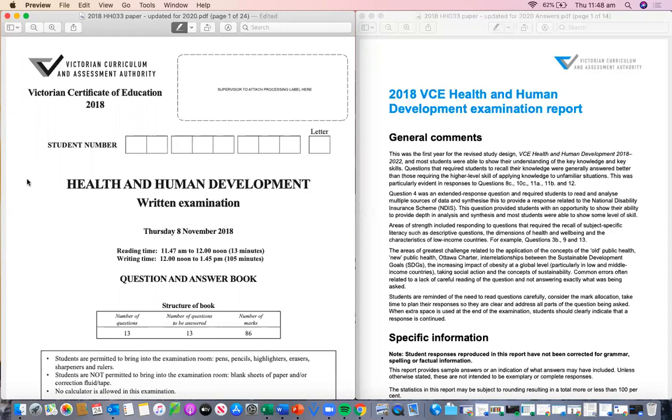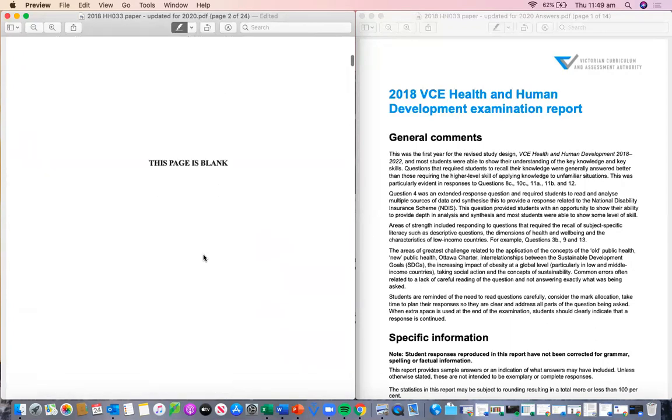What you would have noticed as well is I have got the revised guide from the VCAA here, which can give us a key understanding as to why answers and scores have been given for particular questions. This exam is 13 questions for a total of 86 marks. As I said, you can pause and stop this as you go along, whatever sees fit for yourself. So I'm just going to scroll on down and begin.